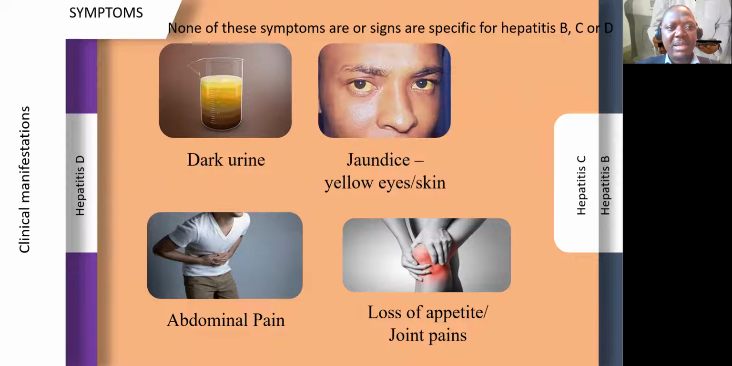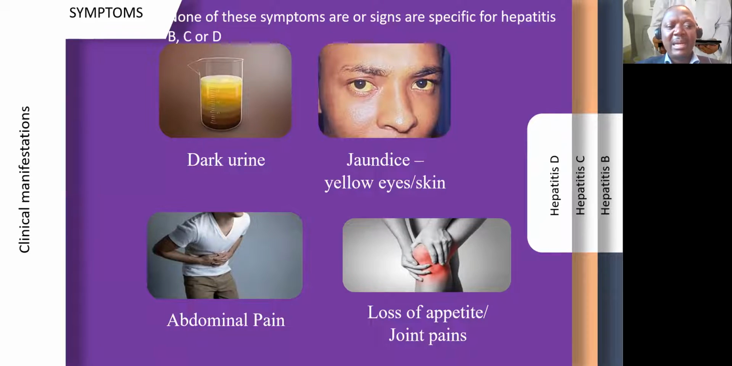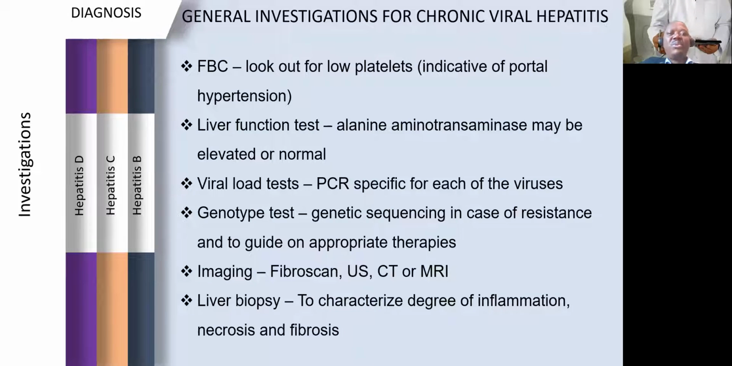Again, you can see that their symptoms are the same, and they are non-restrictive. In other words, they must not always be there, but they could be there. And if they're not there, it doesn't mean you don't have the infection. Right, so what investigations do you carry out? In general, this is the blanket investigations you do.